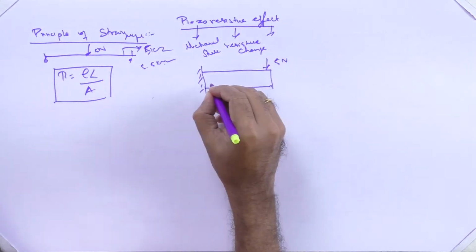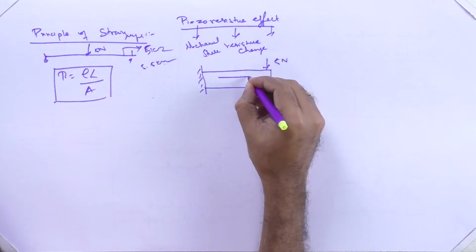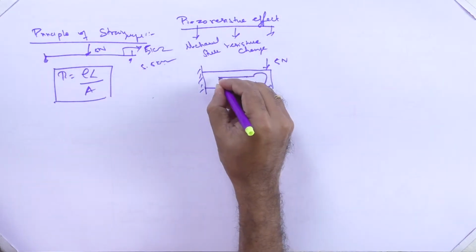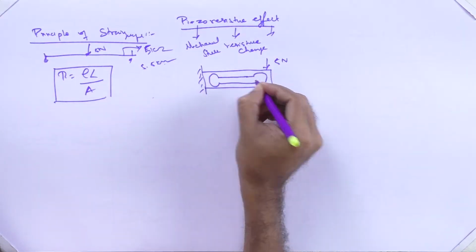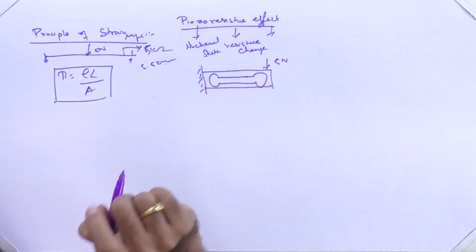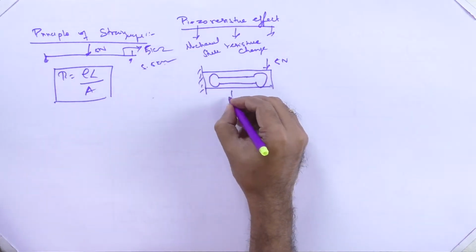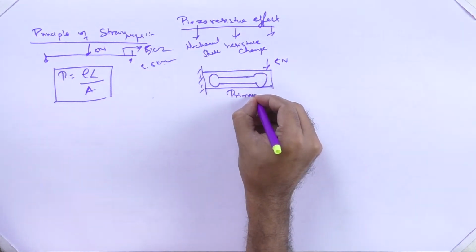Can you imagine a 5 N force? It's a cantilever beam first. This is a hollow block inside. You can imagine now this is a cantilever beam. Inside this is a primary transducer. Why is it called a primary transducer?